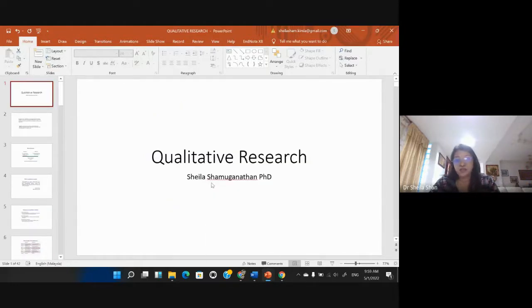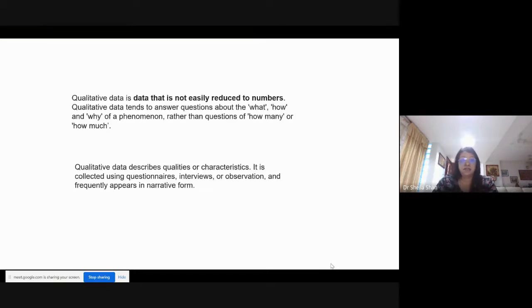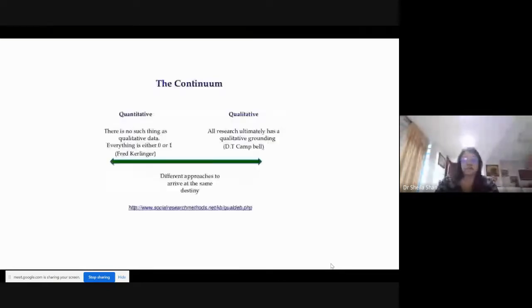Right, now I go to the next part, which is qualitative research. Qualitative data is data that is not easily reduced to numbers. So we try to answer the questions what, how, and why, rather than how many or how much. Qualitative data normally describes qualities and characteristics. We can still use questionnaires, interviews, and observation, and it frequently appears in narrative form.